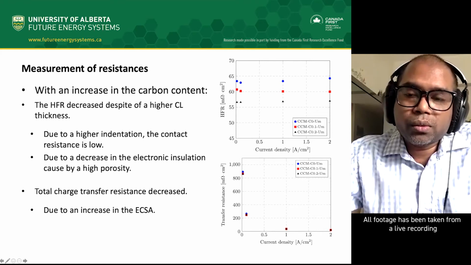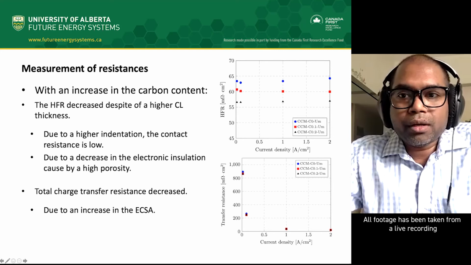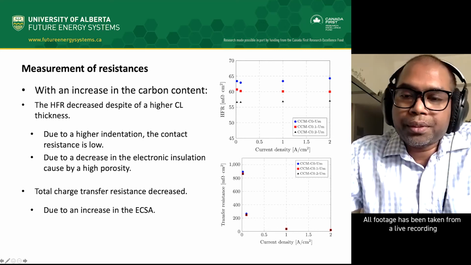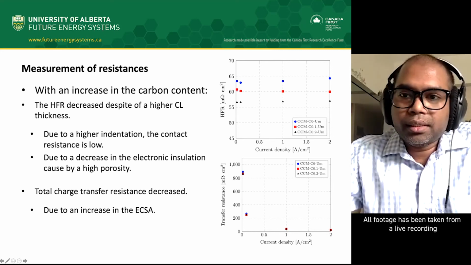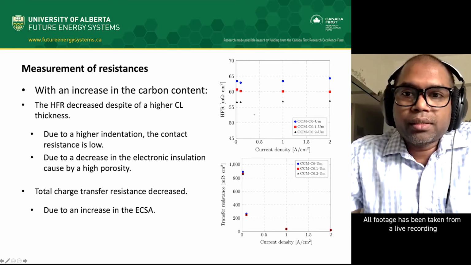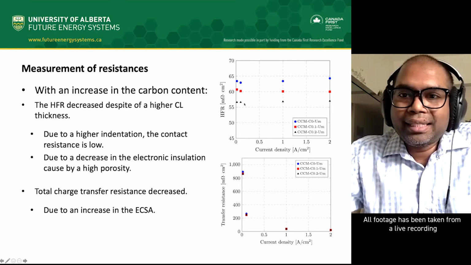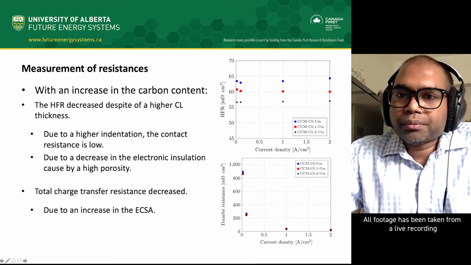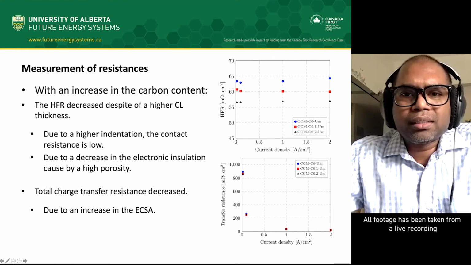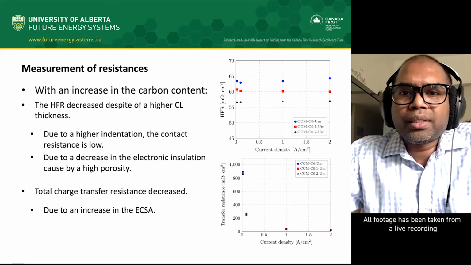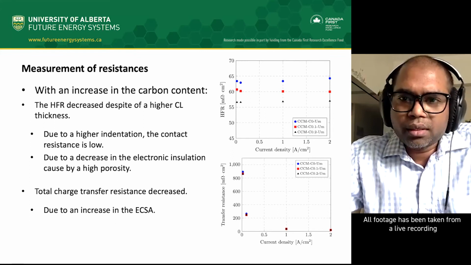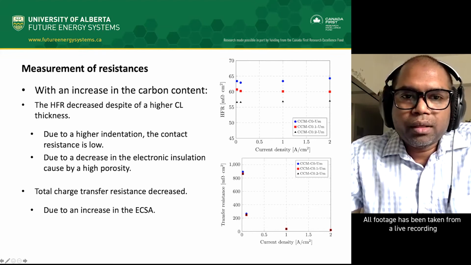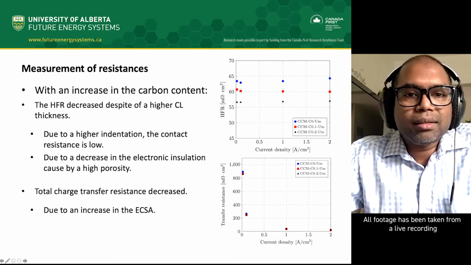Resistances were also calculated by fitting the impedance spectra obtained from the electrochemical impedance spectroscopy to the equivalent circuit. The high frequency resistance decreased with an increase in the carbon content, as shown in the top figure, which might be either due to a higher indentation, which might decrease the contact resistance, or due to the decrease in the electronic insulation due to a higher porosity. And the total charge transfer resistance decreased due to an increase in the electrochemical surface area.